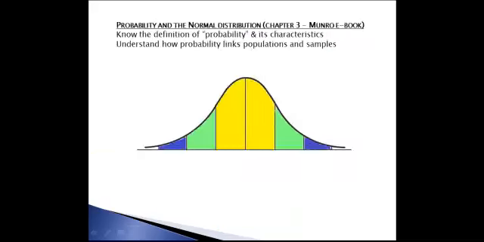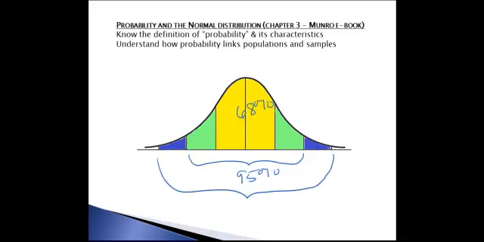All right, now, so here you're asked to know the definition of probability and its characteristics and understand how probability links populations and samples. Well, a couple of things. We know the percentages on here. So we know that most of the data is going to tend toward the middle. And this is 68% of the data. And then as we go a little bit further away from the mean, we get 95%, and then all the way 99.7% of the data is within negative and positive 3 standard deviations from the mean.